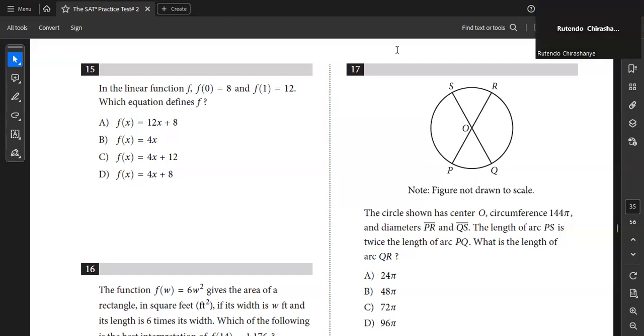Even before Audin goes there, just in case anyone is confused, remember the trick is the circumference is 144 pi. Remember, circumference is pi times diameter, and remember PS is twice PQ. Did I lie? Yeah, PS is twice PQ. All right, Audin, break it down.